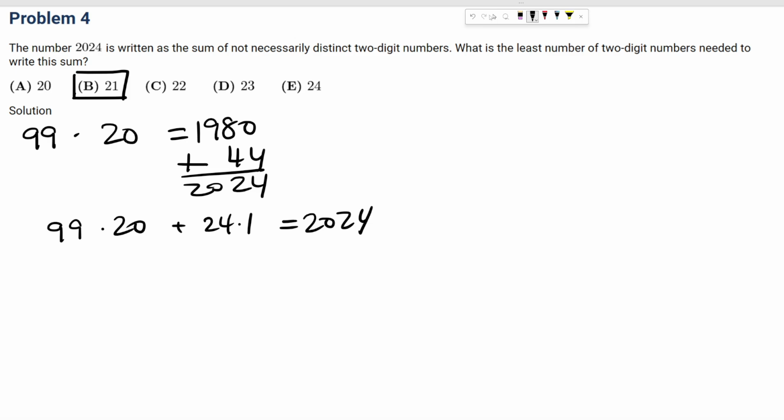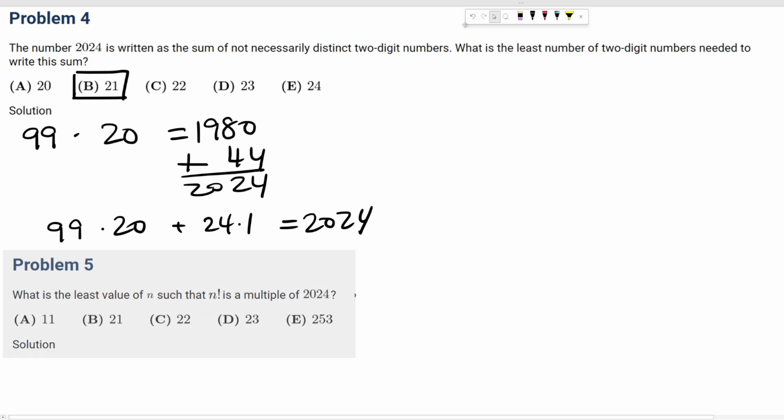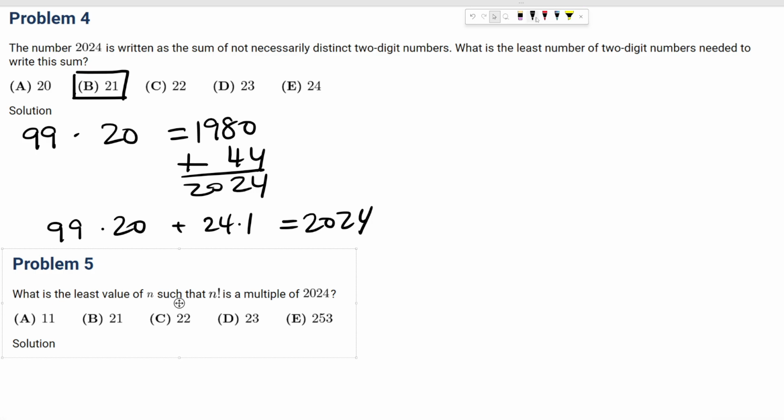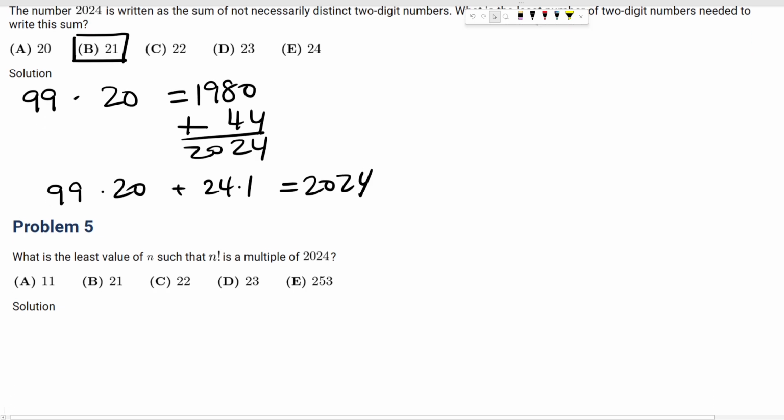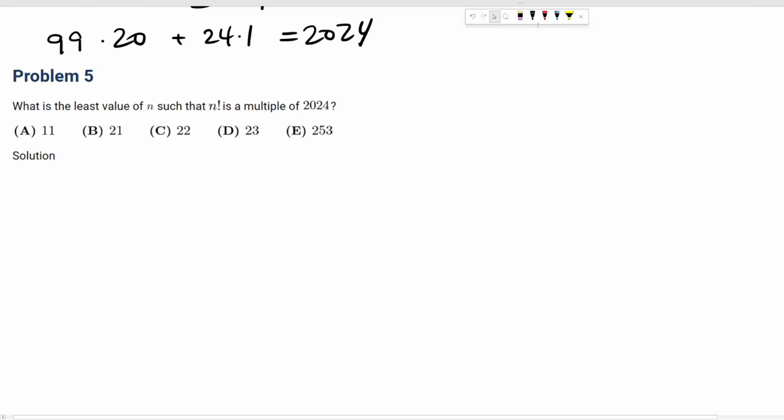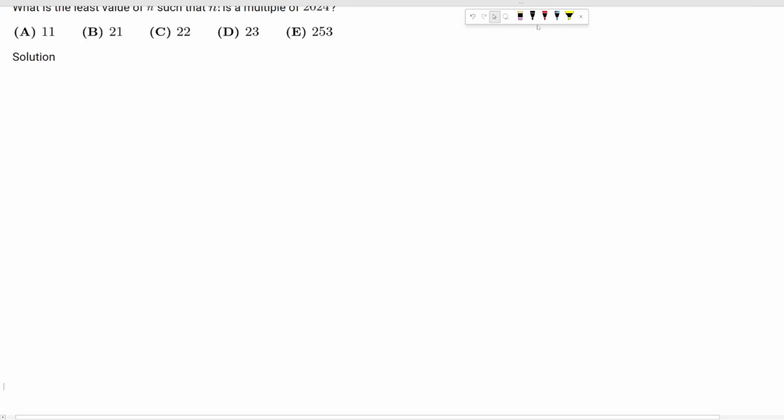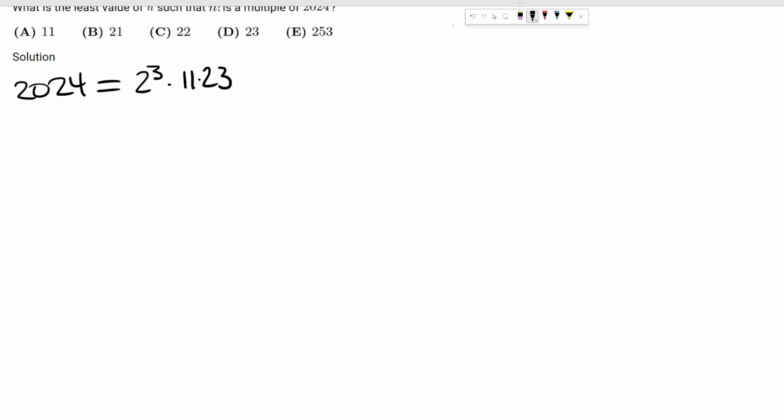Problem 5. What is the least value of n such that n factorial is a multiple of 2024? So 2024, this is a useful fact to know. 2024 is equal to 2 cubed times 11 times 23, or 8 times 11 times 23.